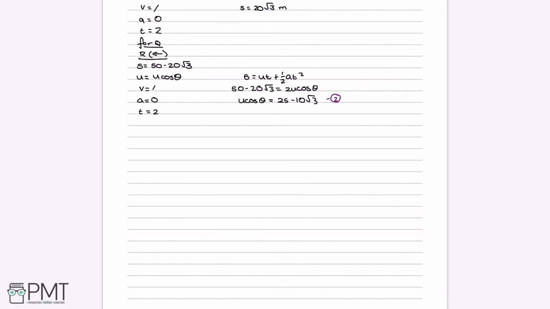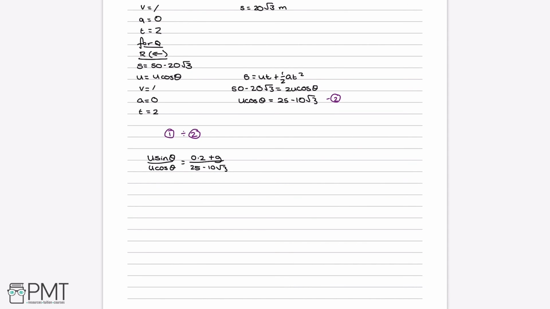So therefore, if we divide equation 1 by equation 2, what we're left with is u sine theta over u cos theta on the left-hand side. And this is equal to 0.2 plus g divided by 25 minus 10 root 3.